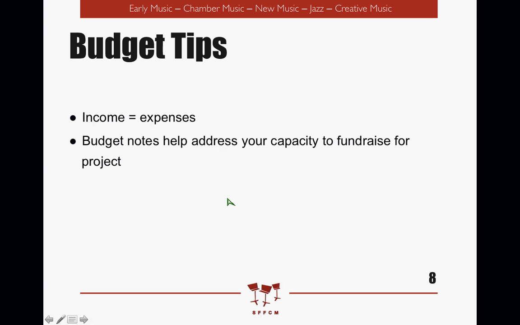Budget notes are going to help you address your capacity to fundraise for the project. It's going to let the reviewer know that you've really thought through clearly what the resources are that you're going to need to do the project, and what it's going to cost to do it, and that you've thought through what the reasonable costs are for a venue for a night or two of performances. What's a reasonable cost for a sound engineer? What can we reasonably expect from CD sales if our project involves recording?